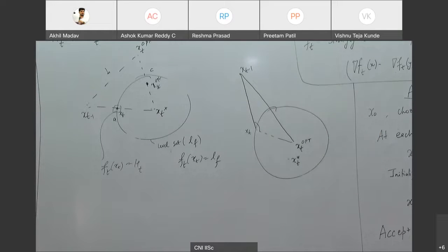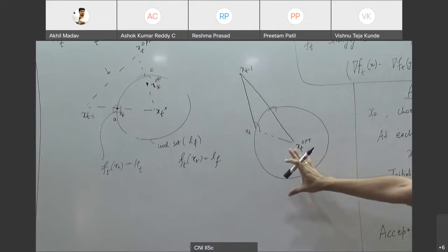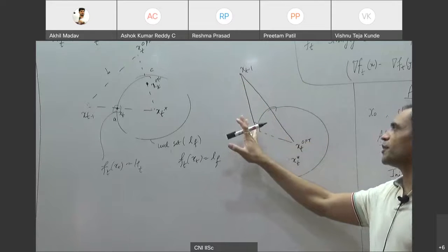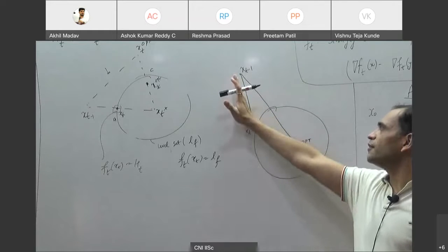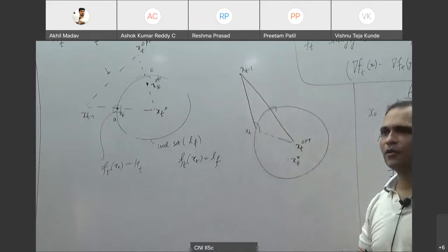Everyone should be clear that HT OPT being less than HT implies this for my algorithm, because I'm doing simple projection and projection has this property. And again, convexity of this set is also important. If this is not convex, this is not true. For a convex set, if you project from outside, the projected point always makes this angle.